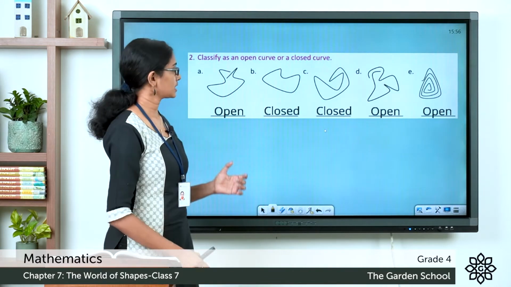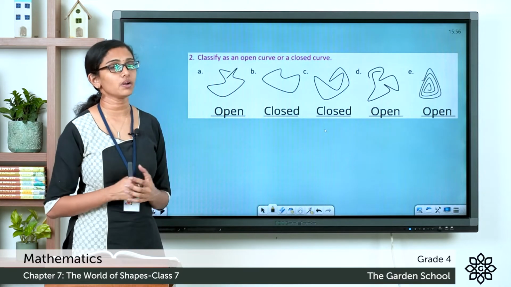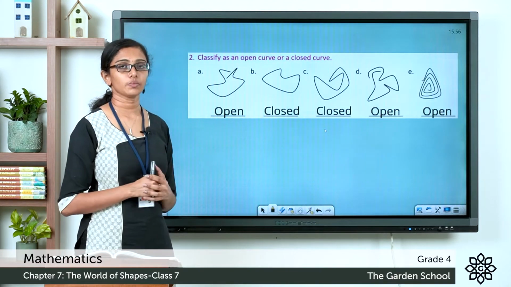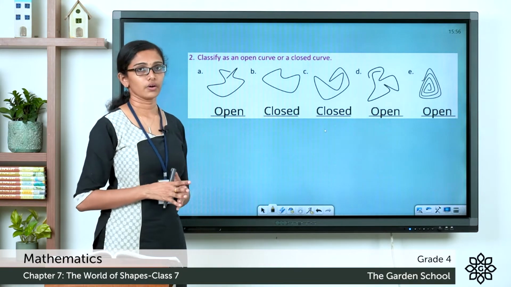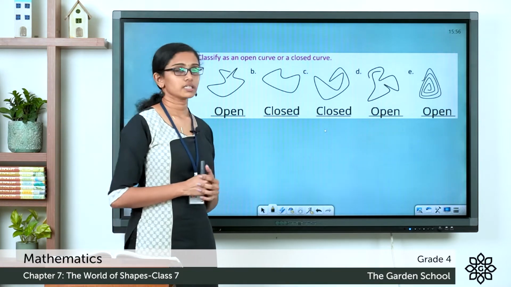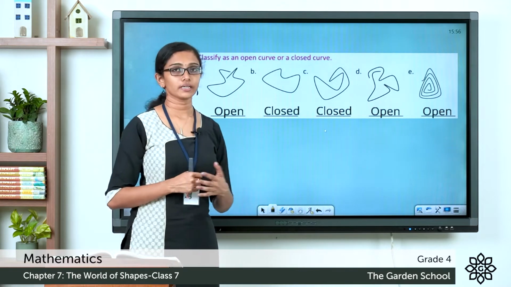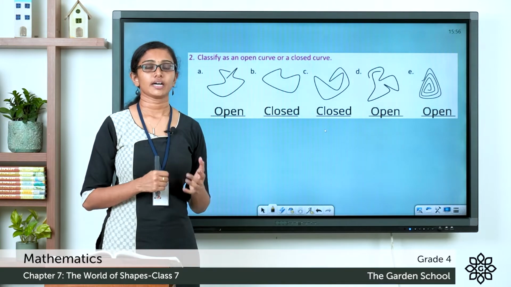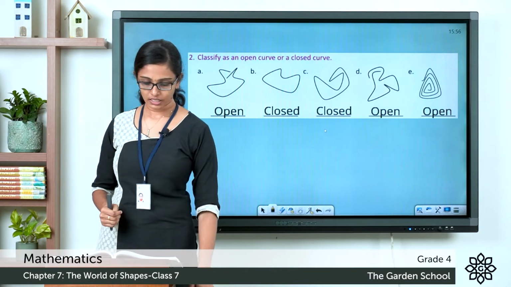Question A, is that open or closed? That is an open curve and it is a simple open curve. Means the line does not cross at any point. The second one is a closed curve and it is a simple closed curve. The next one is also a closed curve. The next one D is an open curve and the last one E is also an open curve. I hope you got all the answers correct. Now let's move on to the third question.